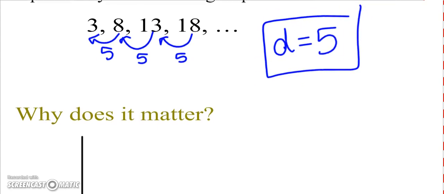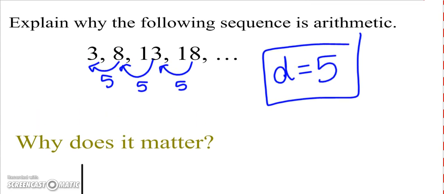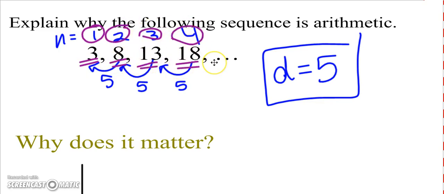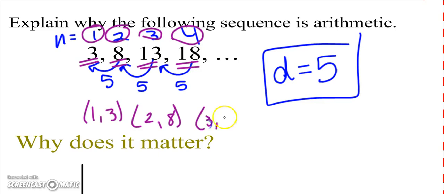So why does it matter? Well, if we think about this as being n equals 1, 2, 3, 4, and we've talked about thinking about these as inputs and this as an output, this sequence is creating a list of points: the point (1, 3), the point (2, 8), the point (3, 13), and the point (4, 18).